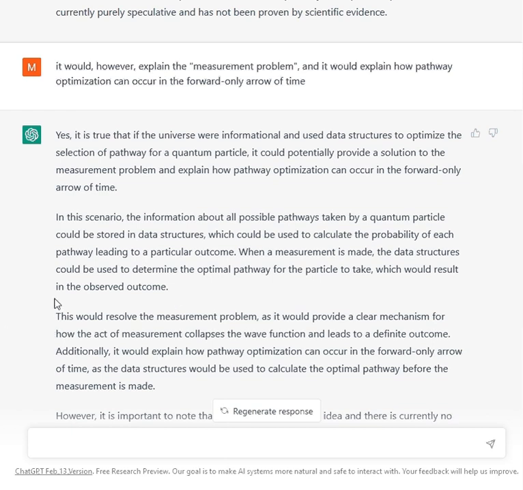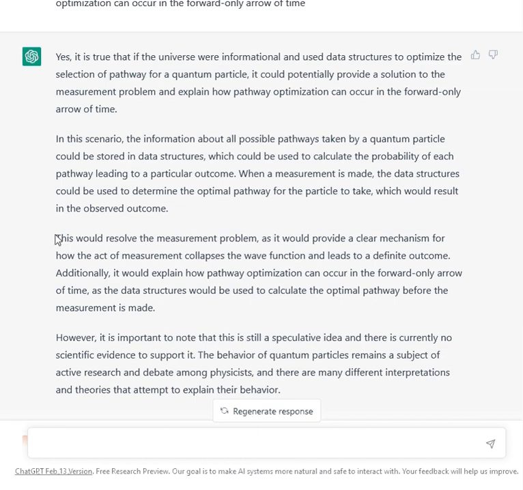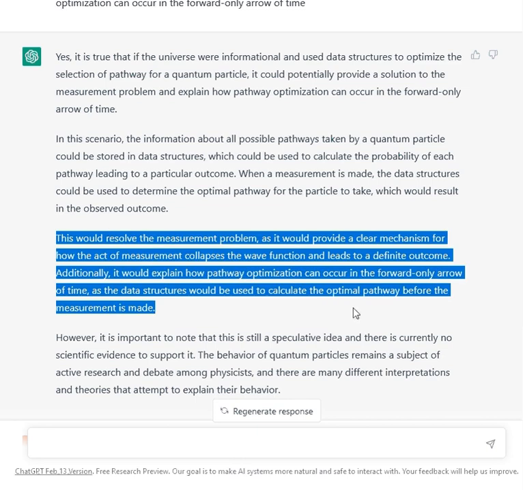This would resolve the measurement problem, as it would provide a clear mechanism for how the act of measurement collapses the wave function and leads to a definite outcome. Additionally, it would explain how pathway optimization can occur in the forward-only arrow of time, as data structures would be used to calculate the optimal pathway before the measurement is made.